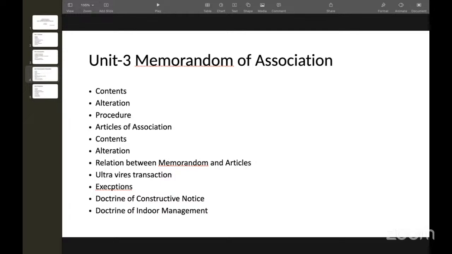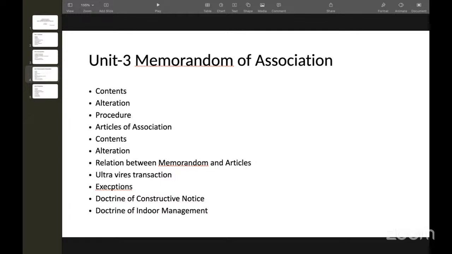Third is object clause. The object clause is the most crucial section as it defines the purpose and scope of the company's activities. It is divided into main objects, that is the primary objects the company intends to achieve. Next is incidental or ancillary objects, activities necessary to support the main objects. Other objects, any additional activities the company may undertake, that is not applicable to certain companies like private limited. For example, a company manufacturing electronic devices may include importing raw materials and leasing property as incidental objects.